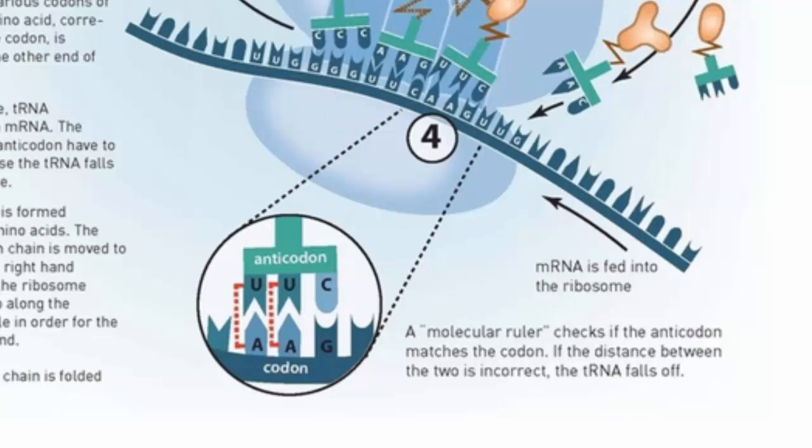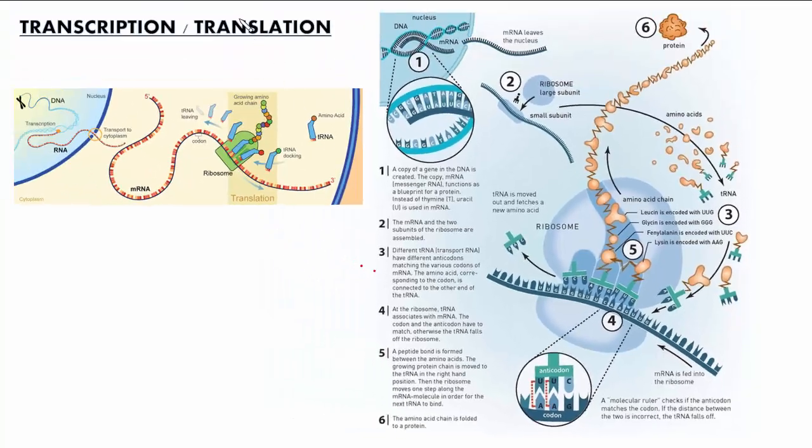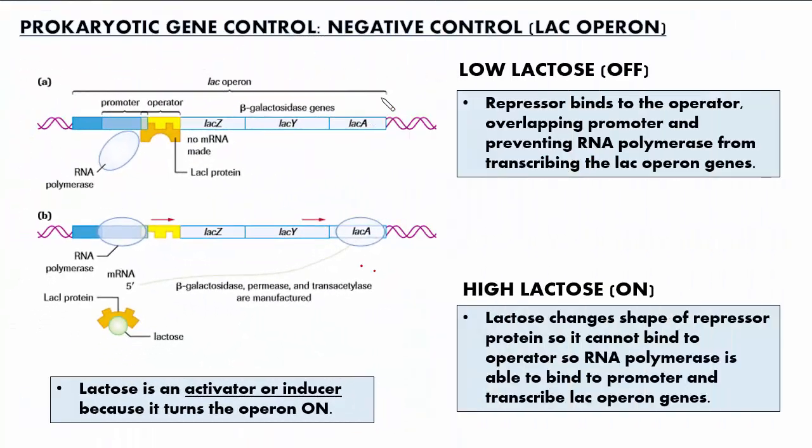Okay, so what we really want to do here, though, is focus on this. Now this is called negative control, and we're going to be looking at the Lactose Operon. So an operon is a cluster of genes, and here we can see what we've referred to as the structural genes, the beta-galactosidase genes. We also have an operator and a promoter, and we've got a repressor protein or a LacI protein as well.